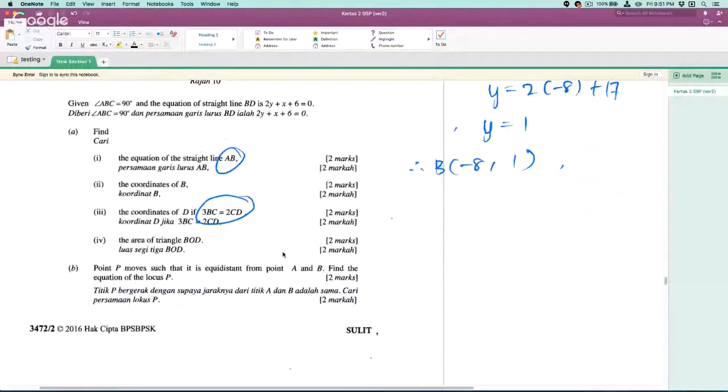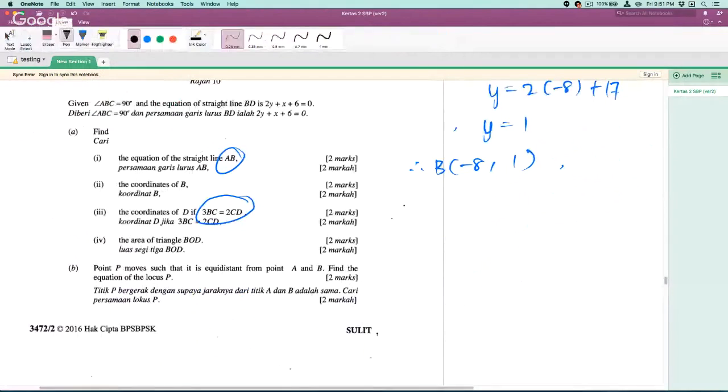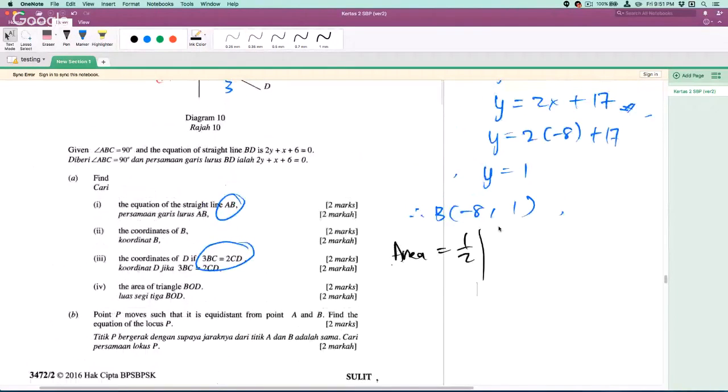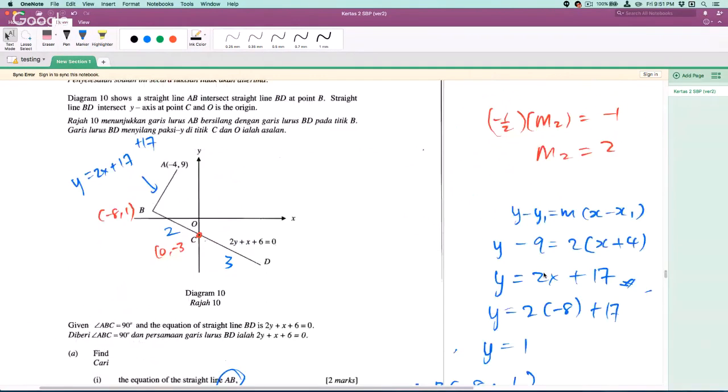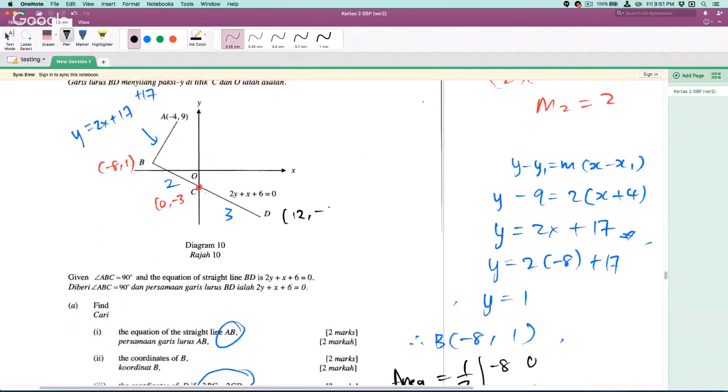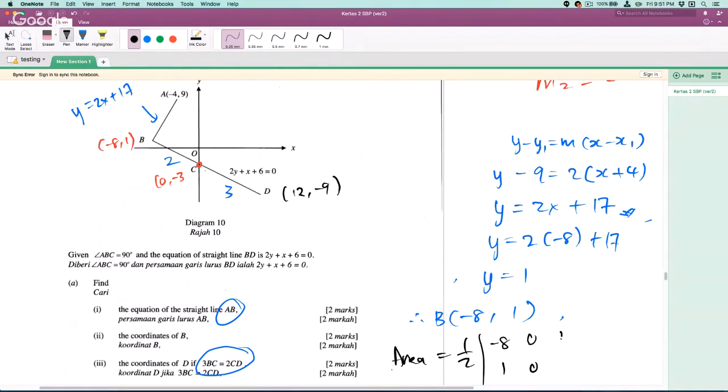Okay, then in order to get the area of the triangle, we'll use the formula for area, which is half, and then x1, x2, x3, done. So how do I determine which one is x1, x2, x3? I will follow the sequence. This is BOD, right? I will start with B first. O is always 0, 0. D is the coordinate we found just now, which is 12, -9, if not mistaken. So 12, -9. And then the next one is 0, 0.